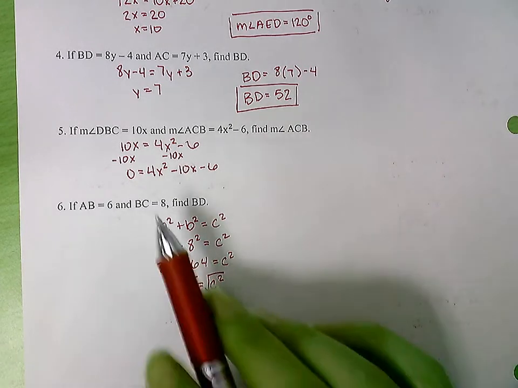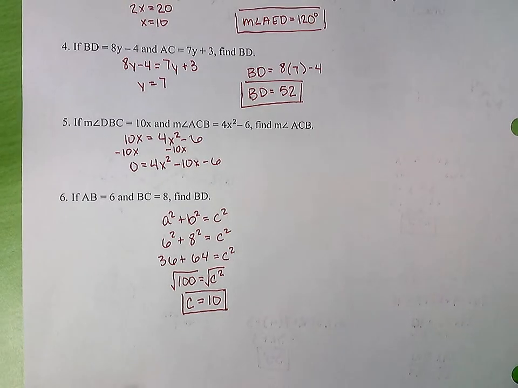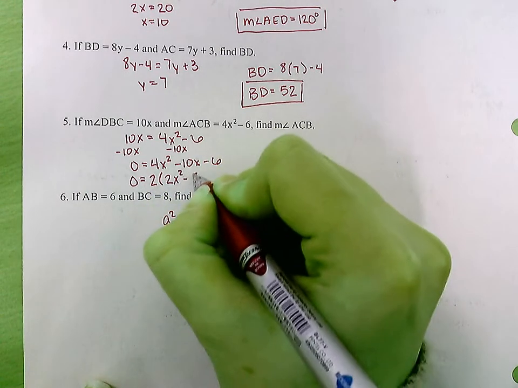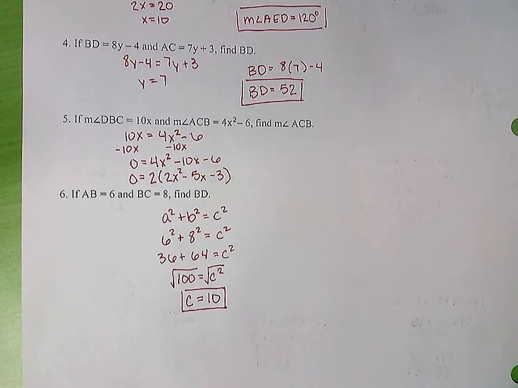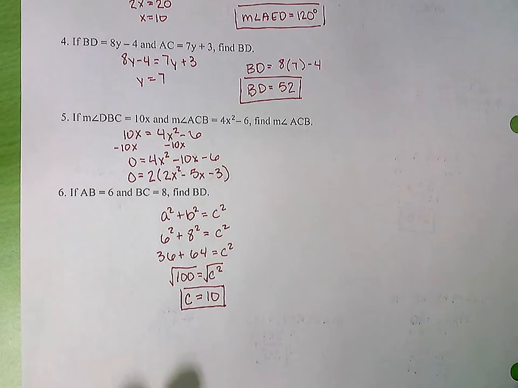Thank you. All right, from here, what I'm going to do is factor out a 2. Okay, all three of these terms can divide by 2, so I'm going to first factor out a 2. So I have 2x squared minus 5x minus 3. Okay, now in order to solve for x, I need to factor. So you need to factor this 2x squared minus 5x minus 3.